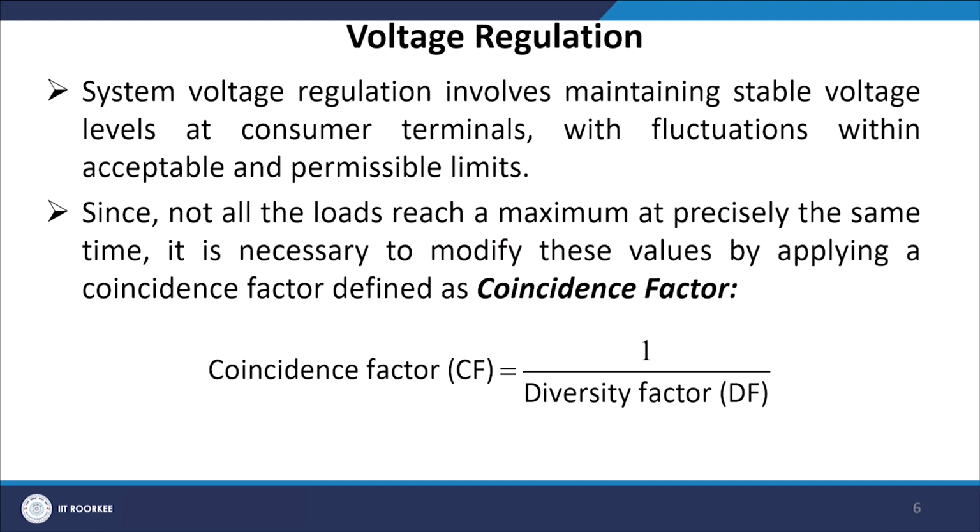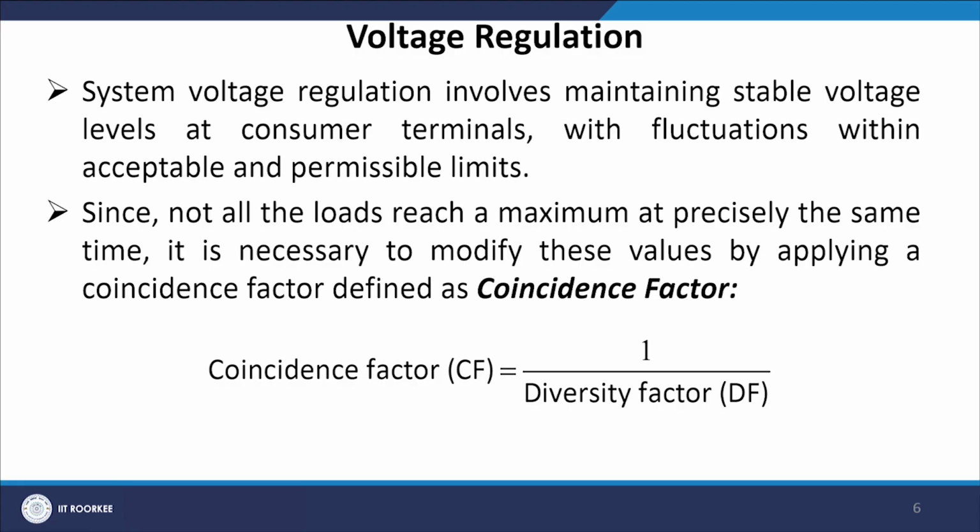Now, voltage regulation, as we learned in our undergraduate studies, is a very important concept, and we will try to understand what regulation is. System voltage regulation involves maintaining stable voltage levels at consumer terminals with fluctuations within acceptable and permissible limits. Since not all the loads reach a maximum at precisely the same time, it is necessary to modify these values by applying a coincidence factor, which is the inverse of the diversity factor. So, CF is 1 upon DF.